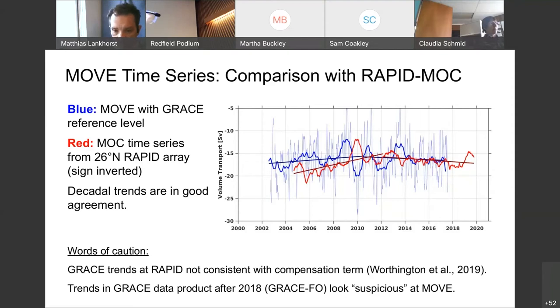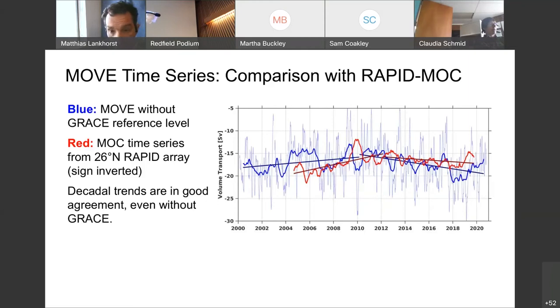And also, there are GRACE data from the GRACE Follow-On satellites that are more recent than 2018. But if I had included those in the plot up there, there would be trends in there that would be off the chart. So the more recent GRACE analyses are not ready for us to use yet, and that requires further study. Here's what the time series would look like without GRACE.